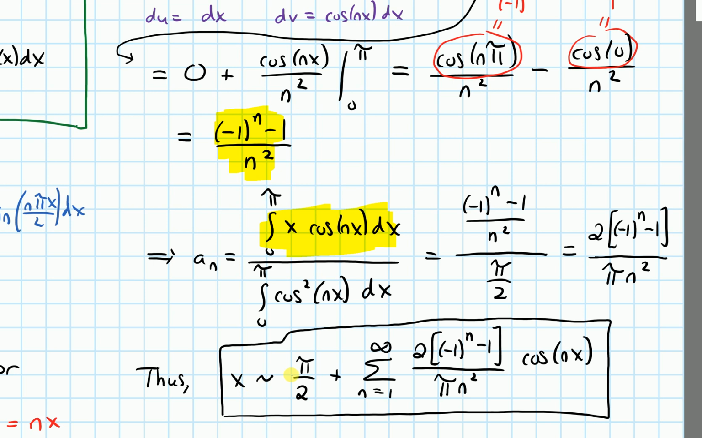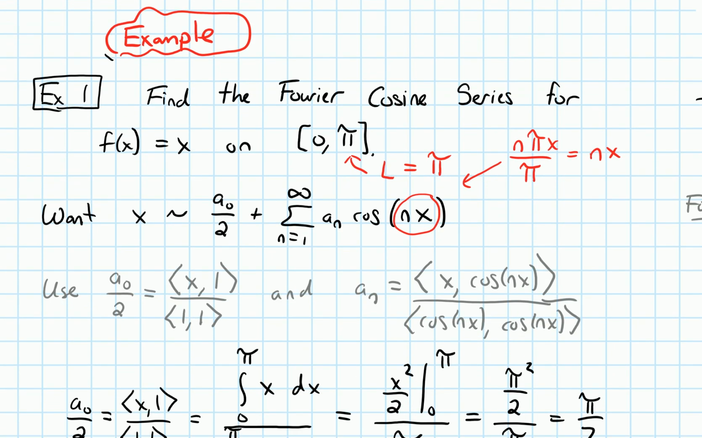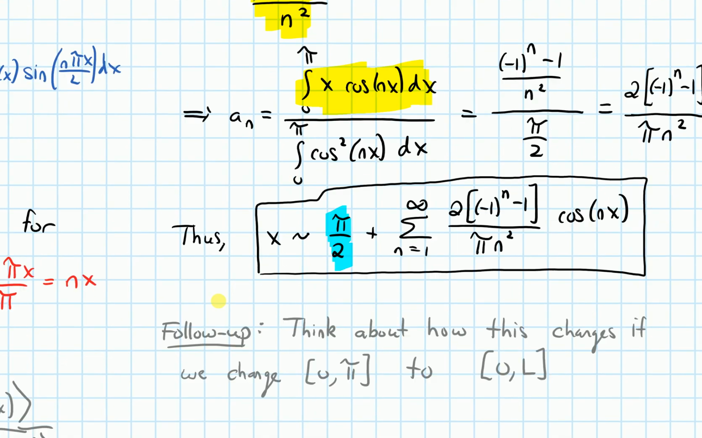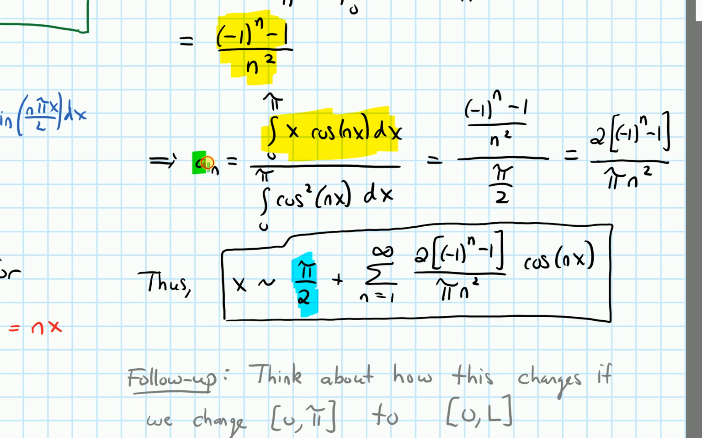So x is approximately equal to, so the constant term, remember, was pi over 2. We had figured that out earlier. Let's scroll down a little bit. Yeah, we had gotten a naught over 2, and it was pi over 2. So that was the constant term. And now we figured out what this other coefficient is. So a sub n ended up being this, and that's the coefficient of the cosine term. I noticed that we don't have any sine terms in this because we were finding the Fourier cosine series.